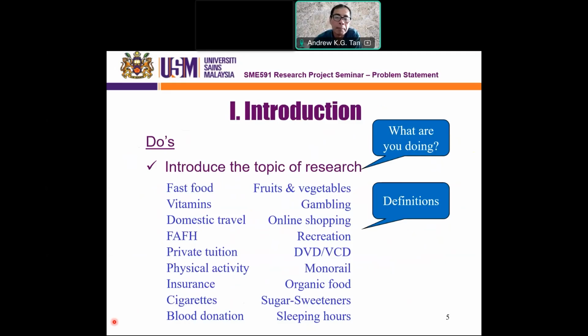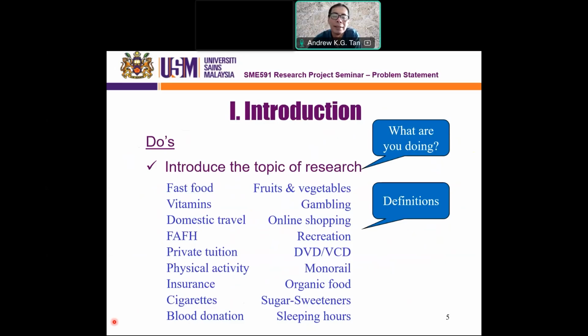So here you are supposed to provide definitions. Right? What does it mean by sleeping hours? As I mentioned earlier, more than 8 hours is adequate. Less than 8 hours is considered as inadequate sleeping hours. So you have to define what is adequate and what is inadequate. You have to define if you're looking at FAFH, food away from home. What does food away from home mean?